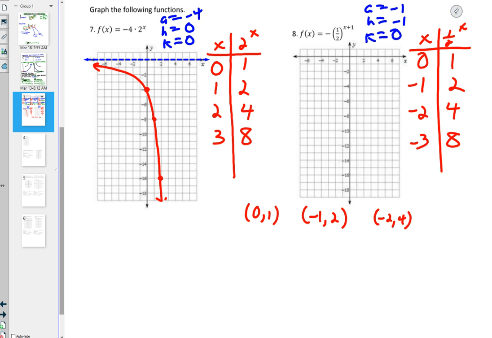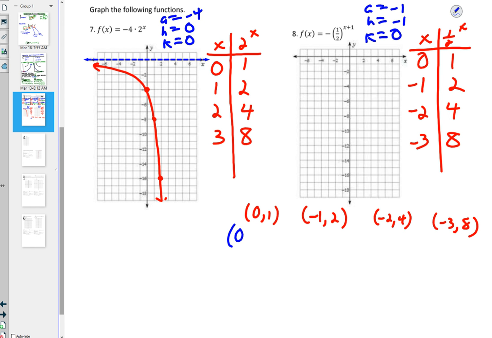And for the second time, how did I get these numbers? From taking 1/2 to the power of those x's, and then I got the y. 1/2 to the 0 is 1. 1/2 to the -1 is 2. 1/2 to the -2 power is 4. 1/2 to the -3 power is 8. So now let's get these and transform them.